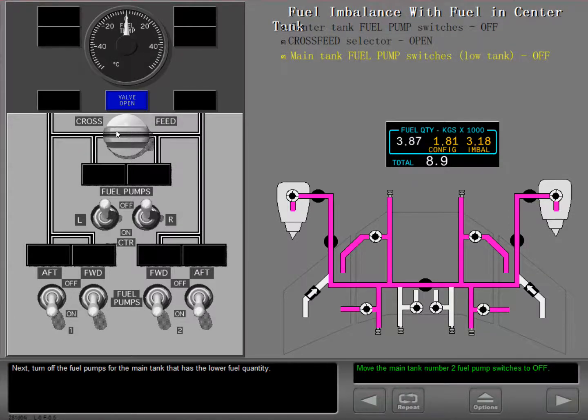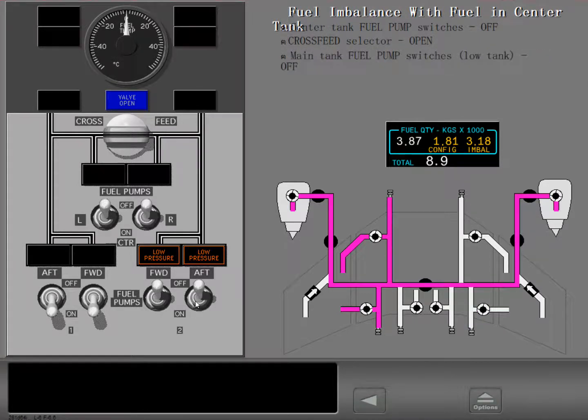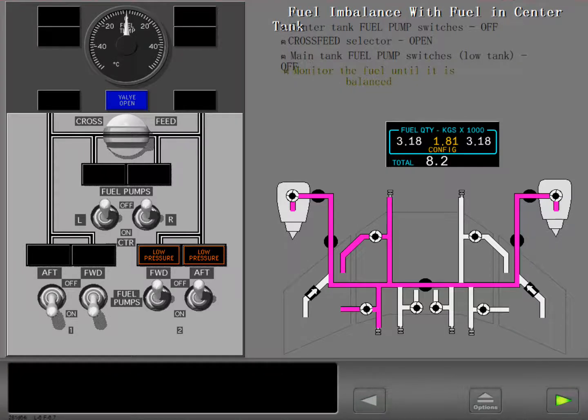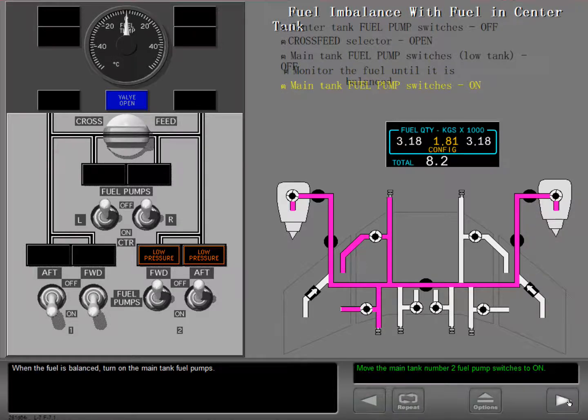Next, turn off the fuel pumps for the main tank that has the lower fuel quantity. Engine number 2 now gets its fuel from main tank number 1. Monitor the fuel quantity indicators until the fuel is balanced. When the fuel is balanced, turn on the main tank fuel pumps.